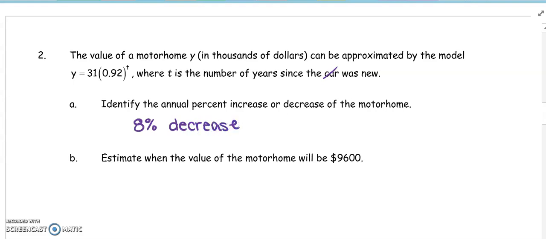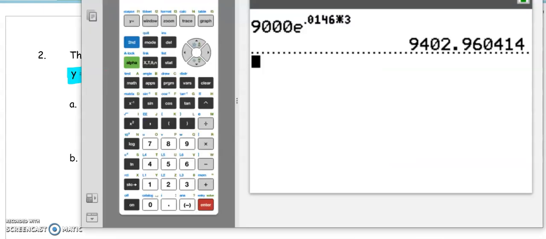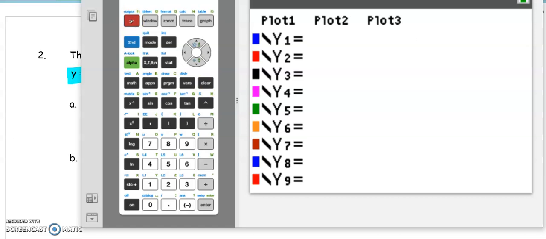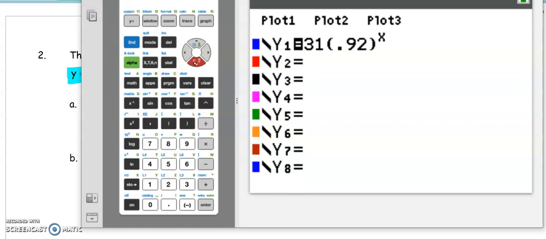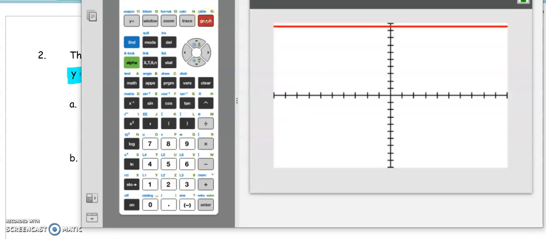I want to know when will the value of the motorhome be $9,600. Keep in mind, this is a Y value. So if we put into the calculator into Y1 the original equation, into Y2 we'd be typing in 9.6. Let's do that. Into Y1, that is 31 times 0.92 to the x, and then into Y2, we're typing in 9.6. Let's click graph.